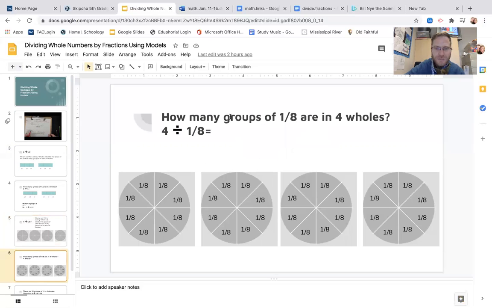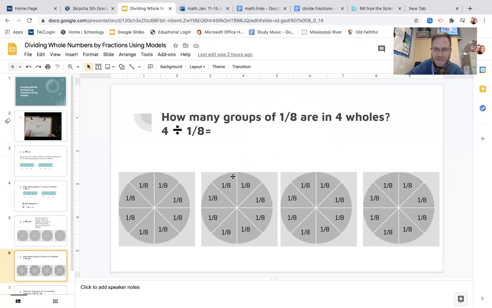So let's keep going. How many groups of 1/8 are in 4 wholes? So there's 8 groups of 1/8, 8 groups of 1/8, 8 groups, 8 groups. You can count them. 1, 2, 3, 4, 5, 6, 7, 8. So there's 8 groups, 8 groups, 8 groups, and 8 groups.